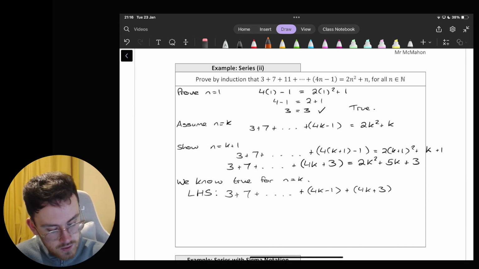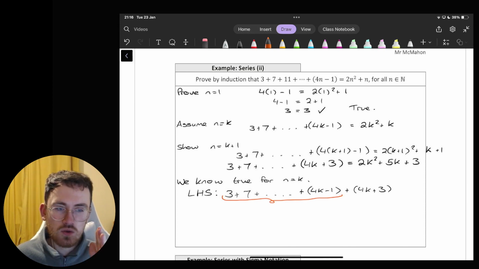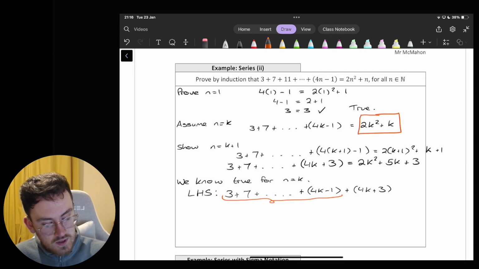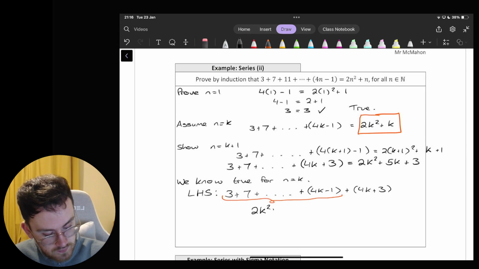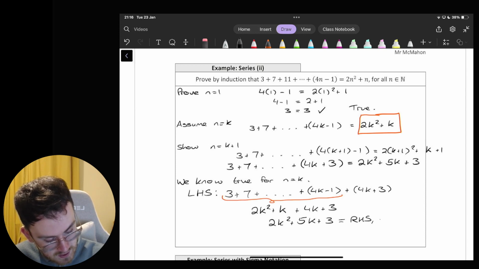What we know from our assumption is that the sum right up to the one just before k plus 1 gives me 2k squared plus k. So in place of that sum, I can fill that in, and I can then add on the 4k plus 3 at the end. Putting this all together, I get 2k squared plus 5k plus 3, which is equal to the right-hand side as required.